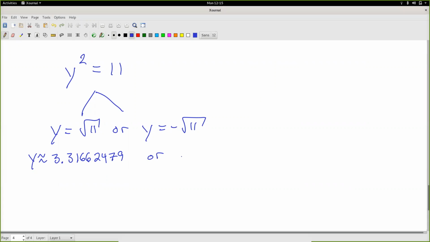And then the other one is just the opposite of that. So y is approximately negative 3.3166247.9. And again, we'll usually be told where to round. And often, for a problem like this, I think I'd probably round to 3 decimal places. So 3 decimals. We could say that y is equal to 3.317.